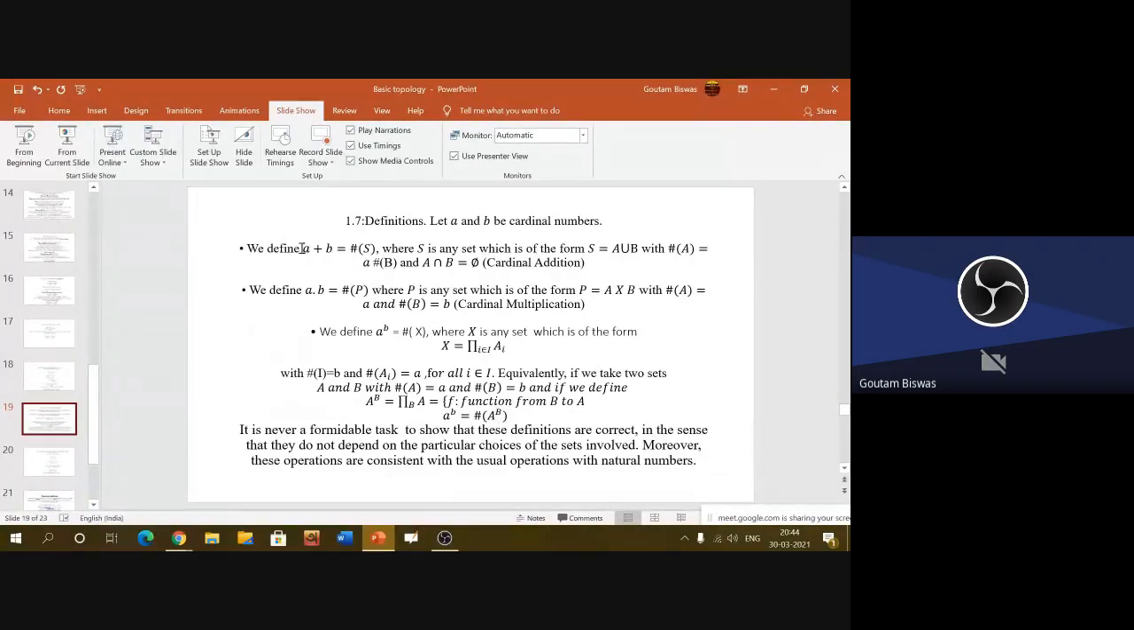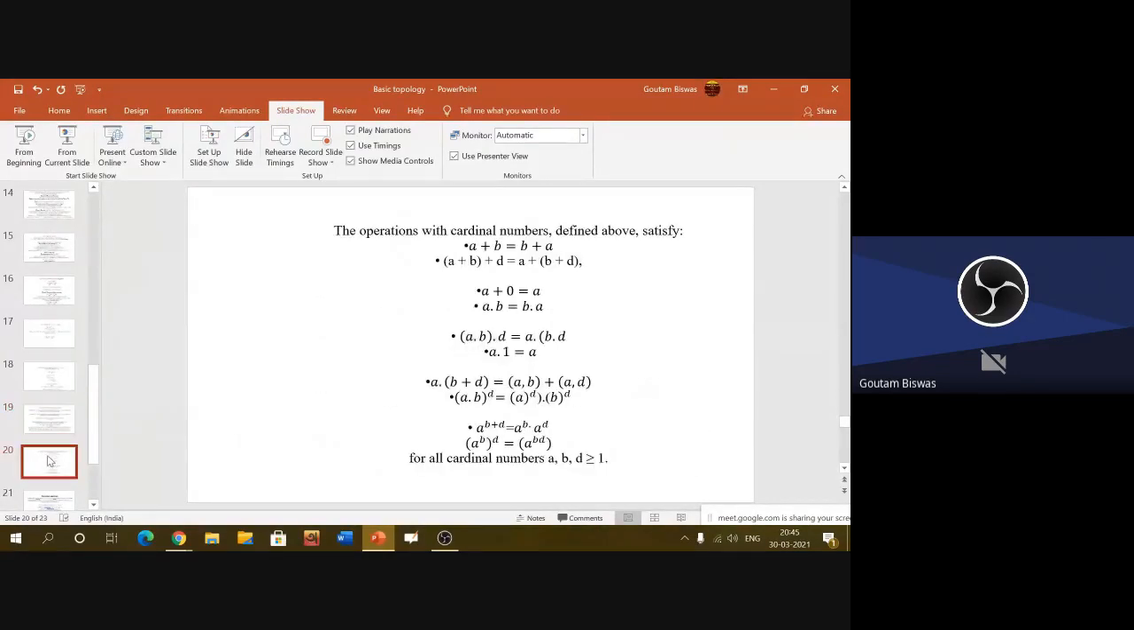Now these four definitions are very, very important for doing sums. It is a formidable task to show these definitions are correct, in the sense that they do not depend on the particular choice of the sets involved. Moreover, these equations are consistent with the usual operations in natural numbers. So I will ask you to write down the proof of these theorems, these 1, 2, 3, 4.